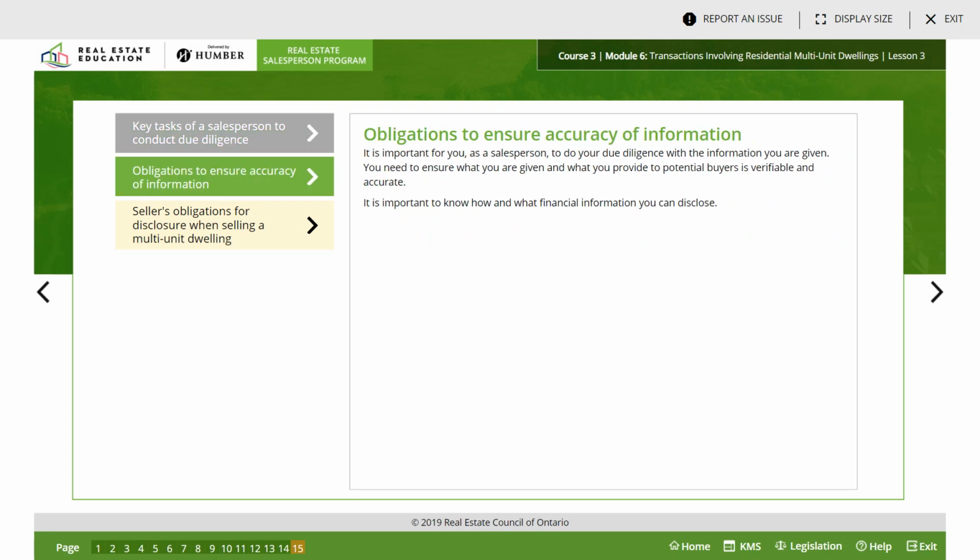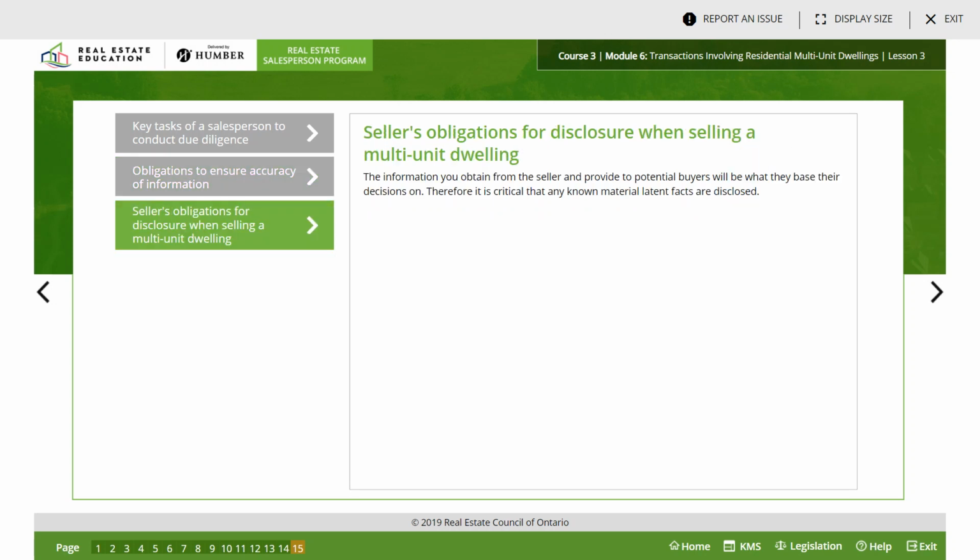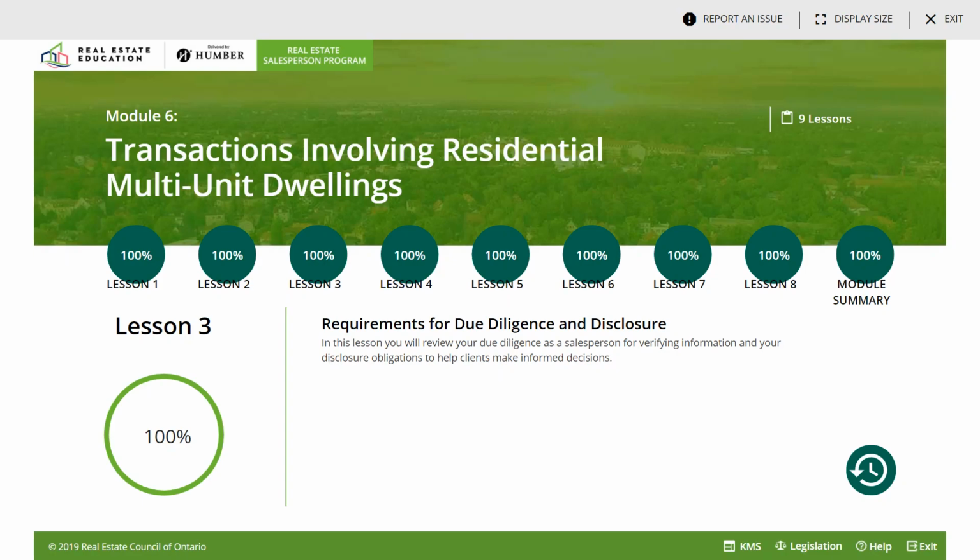Obligations. It is important for you to do your due diligence with the information you are giving. You need to ensure what you are giving and what you provide to the potential buyers is verifiable and accurate. The information you obtain from the seller and provide to potential buyers will be what they base their decisions on. Therefore, it is critical that any known immaterial latent facts are disclosed.